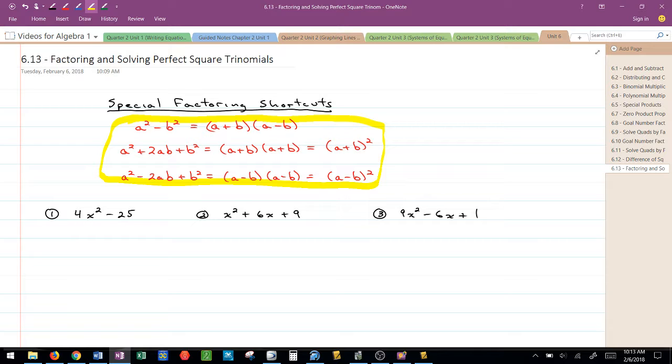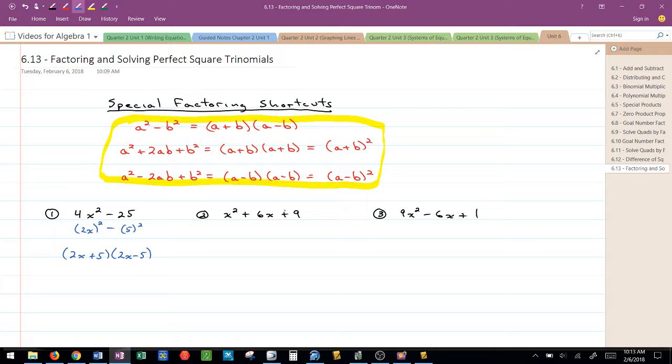Keep this in mind though. I can always do these by GCF, or rather, goal number factoring. Goal number factoring will work 100% of the time. So in the first problem here, I recognize that this is a perfect square, and I notice they're subtracting it. So then I can factor this to 2x plus 5 and 2x minus 5.